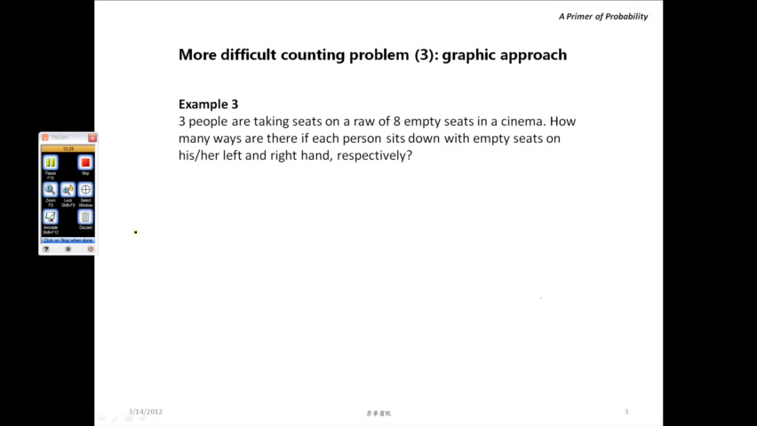Three people are taking seats in a row of 8 empty seats in a cinema. How many ways are there if each person sits down with empty seats on his or her left and right hand, respectively?